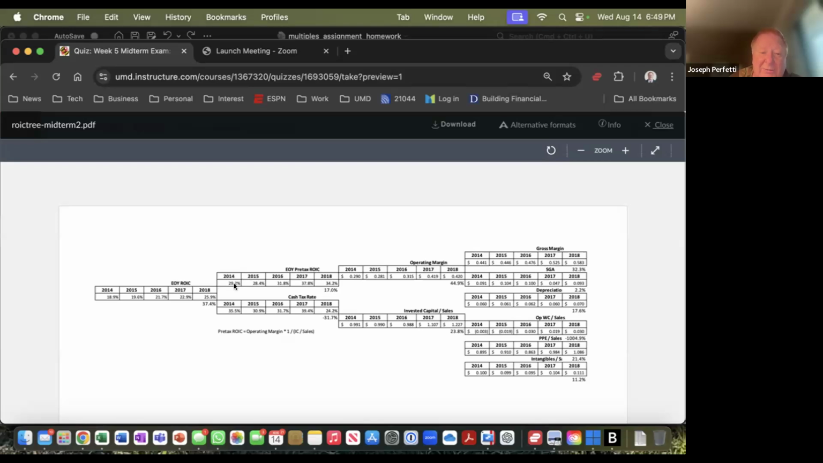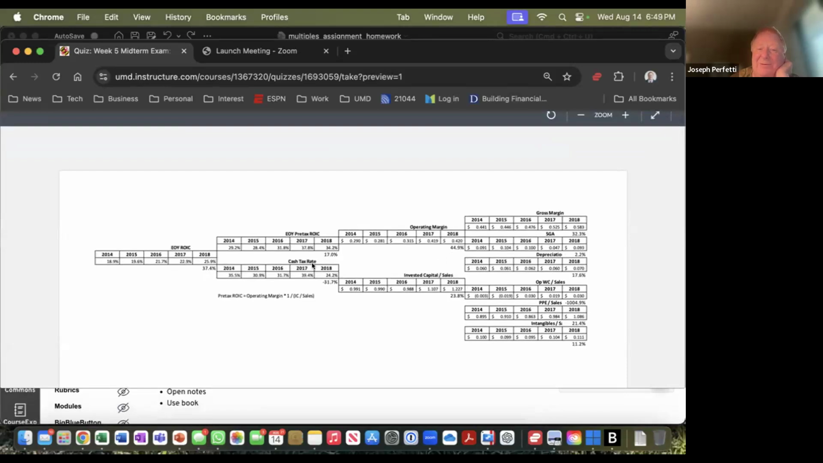And the pre-tax also improved from 29 to 34 because the operating margin went from 29 to 42. So that was a big driver, the pre-tax ROIC going up. And that offset the worsening of the invested capital sales ratio, which went from 99 cents to $1.23. That would have hurt the ROIC. So the pre-tax improvement was all because of the improvement in the operating margin, and the operating margin and cash tax rate improvement showed the after-tax ROIC going from 19 to 25.9.